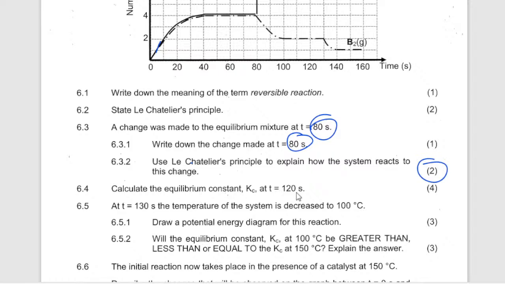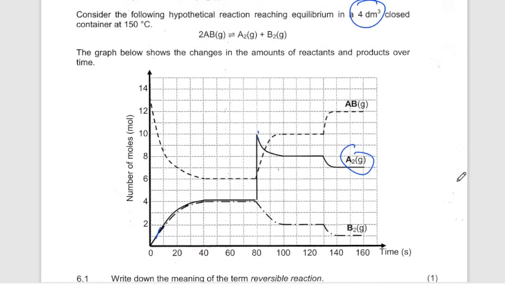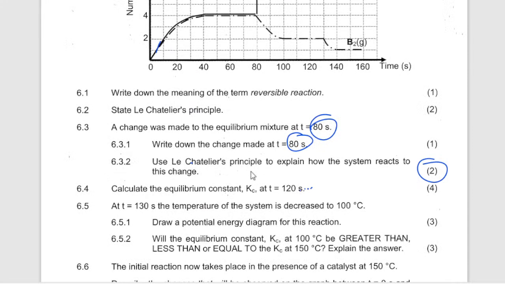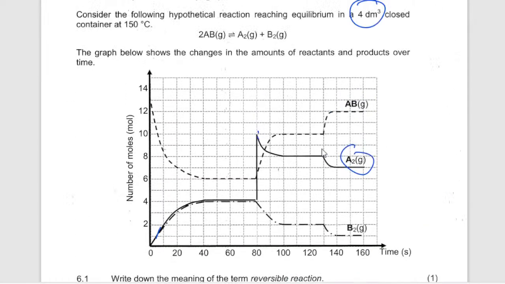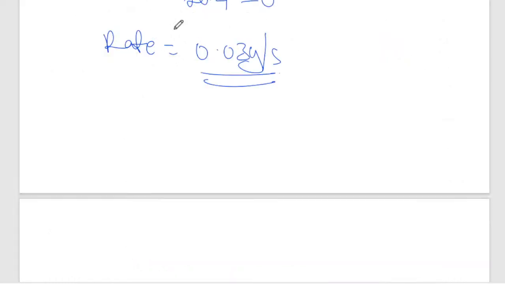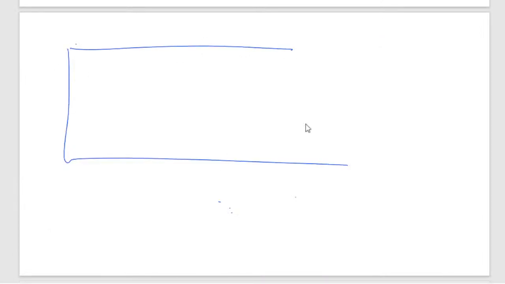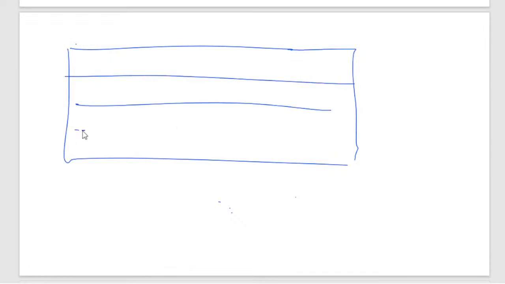Calculate the equilibrium constant at 120. They are looking at 120 after it has reversed. Let's look at what you talk about here. You can use a different method or you can use the RICE method. Because it's 4 marks, it means that it doesn't have that much detail. You're supposed to do RICE.